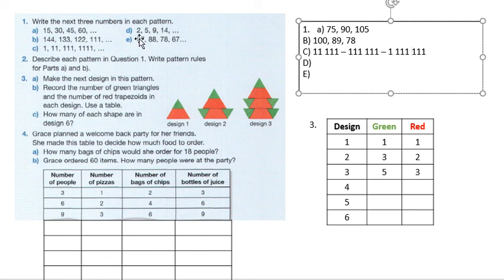D, 2, 5, 9, 14. Let's look at how the pattern is changing. From 2 to 5, it's an increase of 3. From 5 to 9, it's an increase of 4. And from 9 to 14, it's an increase of 5. It appears that our pattern is increasing by the next integer. So plus 3, plus 4, plus 5. So our next one will be plus 6. 14 plus 6 is 20. Now we're going to add 7 for 27, and then add 8 for 35.